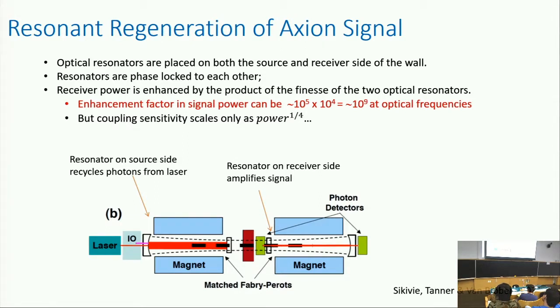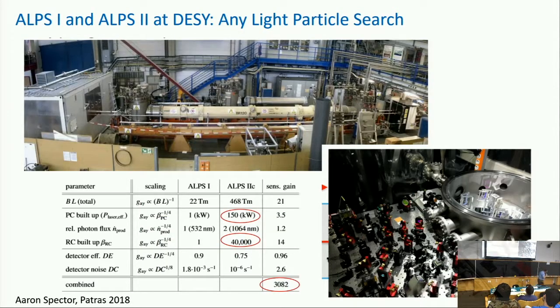But there's a caveat. Unfortunately, the coupling sensitivity only goes as the fourth root of the power, because the coupling enters as the fourth power. And so at the end of the day, it's maybe not as exciting as you would have thought. You get two orders of magnitude increase. So here's the current version of this.